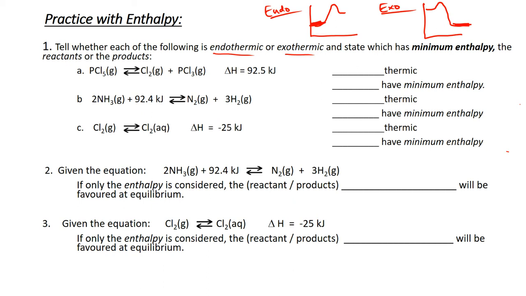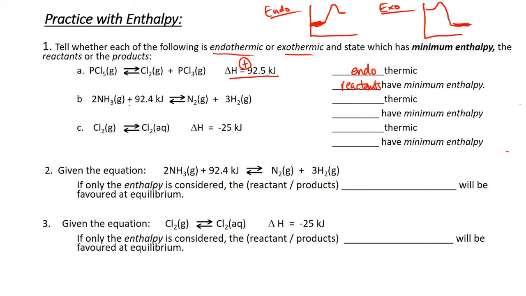So question 1a, we've got this reaction. Delta H is given to us. Delta H, notice it's positive. And since it's positive, I know that I'm endothermic. I'm going uphill there on my potential energy curves. And then my reactants have lower or minimum enthalpy. They're lower on that energy curve.